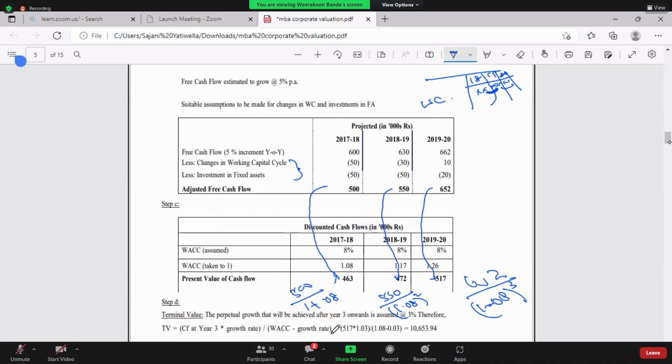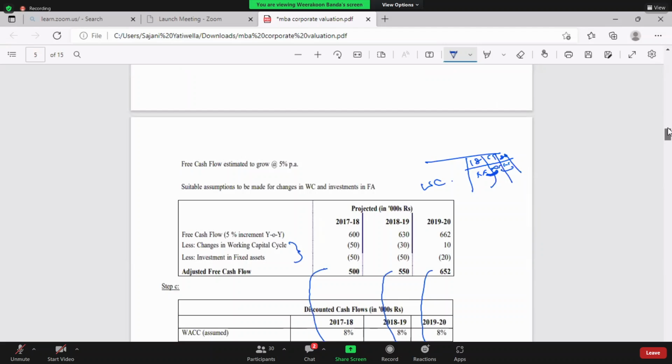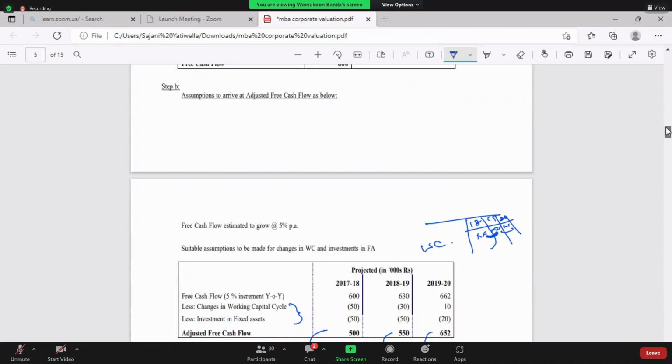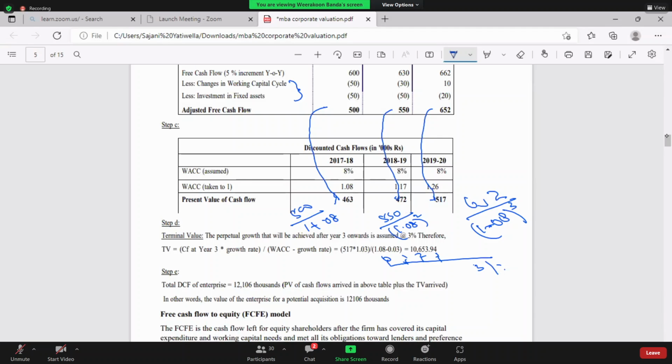Then the terminal value. The perpetual growth that will be achieved after 3 years onward is assumed at a 3% rate. So this is the current period, year 1, year 2, year 3. After the 3-year period, the growth rate is assumed to be 3%. In the first period, the growth rate was some particular rate mentioned, 5%. After years 4, 5, 6 onward, the growth rate is 3%.